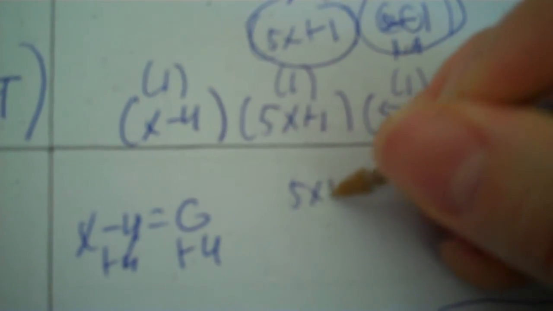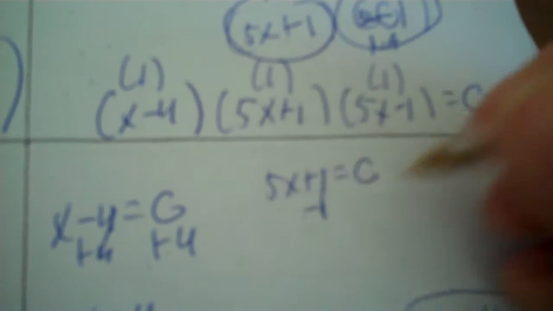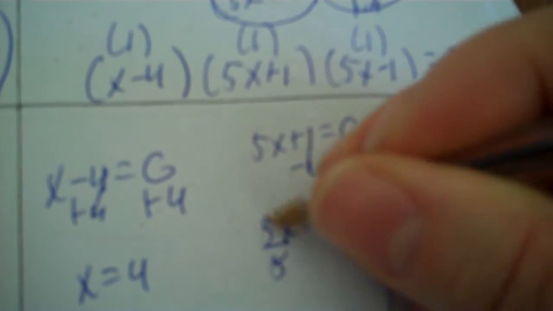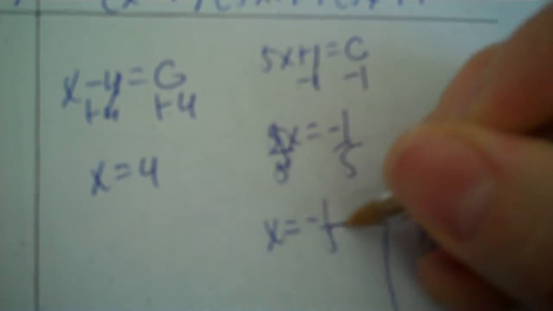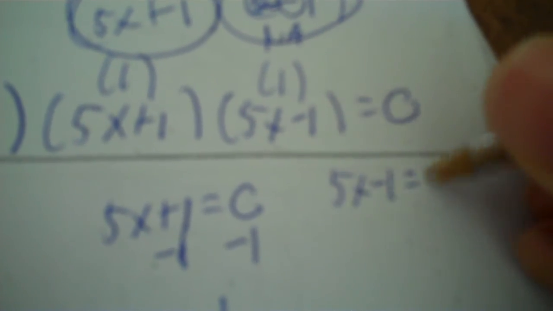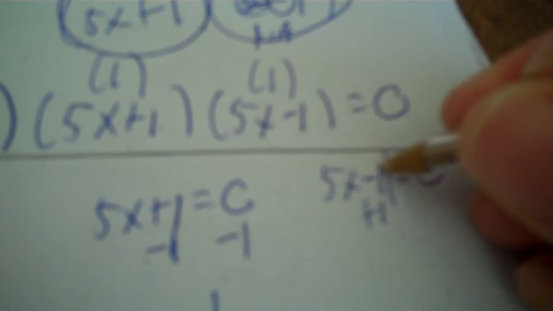5x plus 1 equals 0. I subtract 1. 5x equals negative 1. Divide by 5. Now that's a decimal, so x equals negative 1/5. So it's just negative 1/5. And over on the other side, 5x minus 1 equals 0. We plus 1, plus 1. 5x equals 1. Divide by 5. And x would equal positive 1/5. Okay.